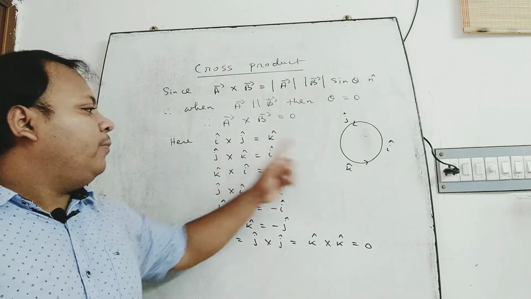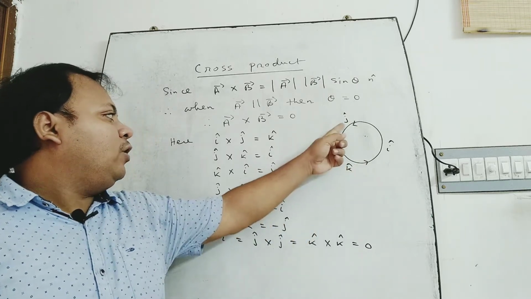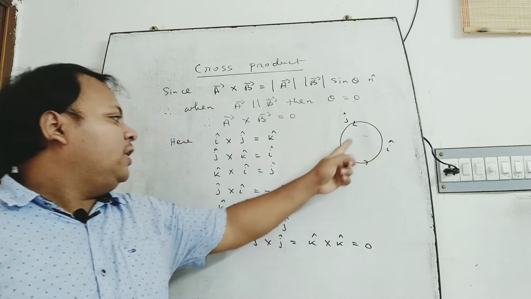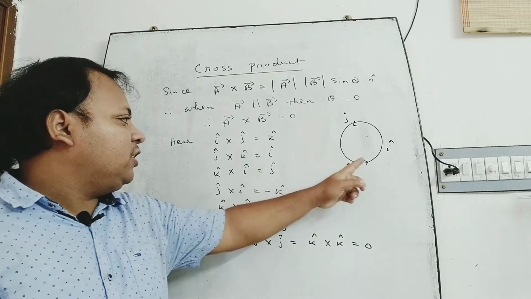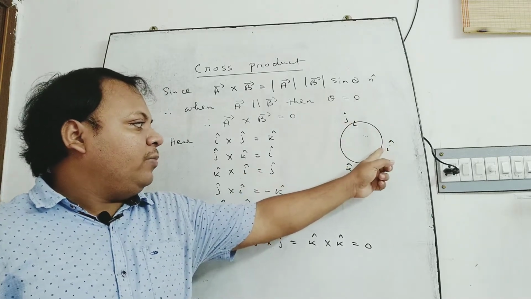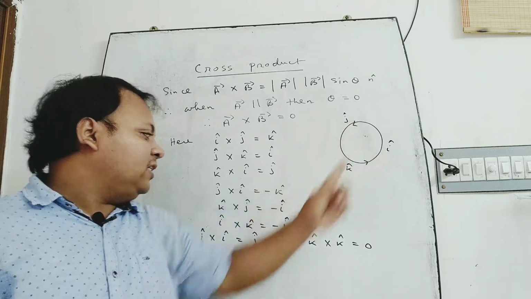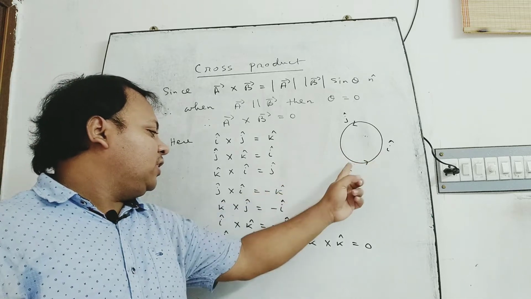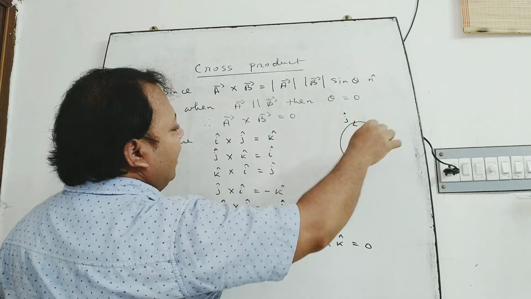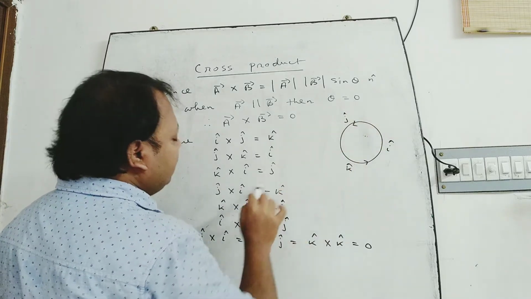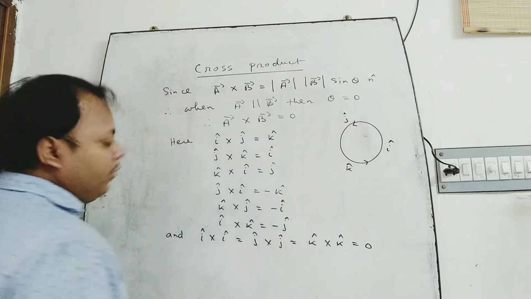Here, i cap cross j cap gives k cap, and j cap cross k cap gives i cap. k cap cross i cap gives j cap. In the clockwise direction, j cap cross i cap gives minus k cap, k cap cross j cap gives minus i cap, and i cap cross k cap gives minus j cap. That is, when we move along the anti-clockwise direction, we get positive vectors. When we move along the clockwise direction, we get negative vectors.